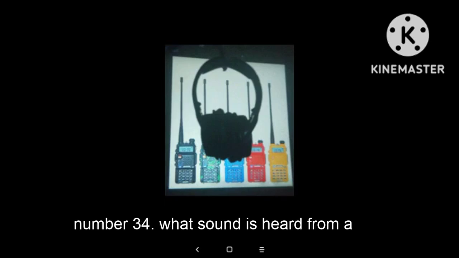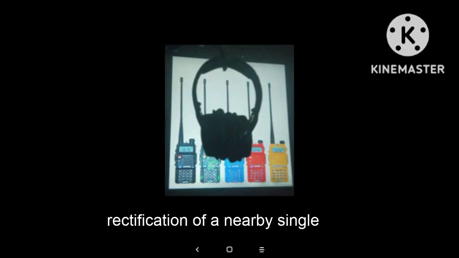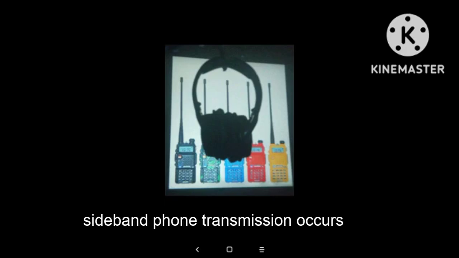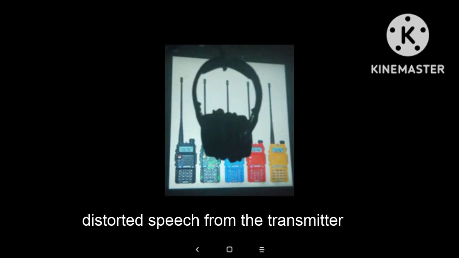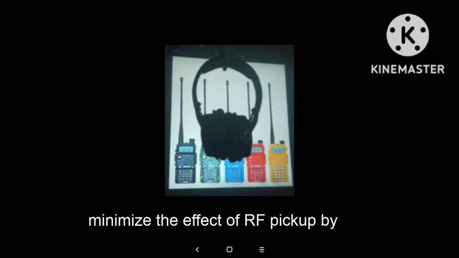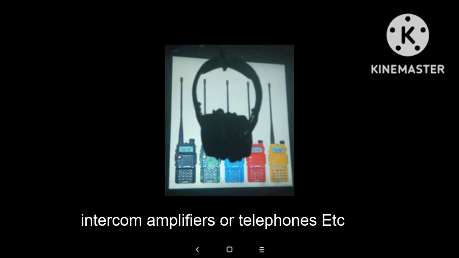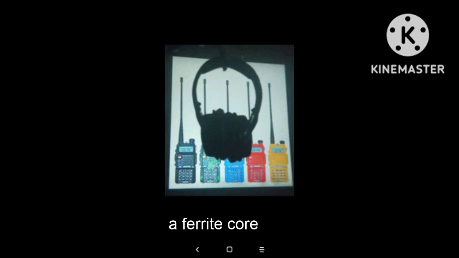Number 34. What sound is heard from a public address system if the audio rectification of a nearby single sideband phone transmission occurs? Distorted speech from the transmitter's signals. Number 35. What device can be used to minimize the effect of RF pickup by audio wires connected to stereo speakers, intercom amplifiers, or telephones, etc.? A ferrite core.